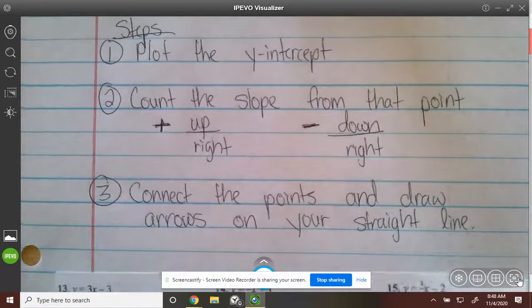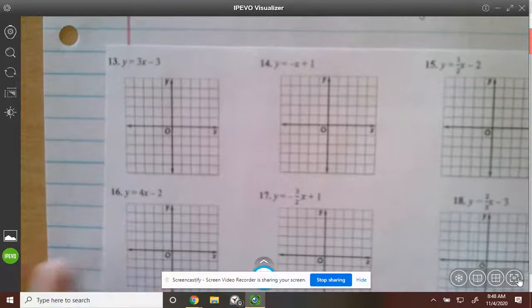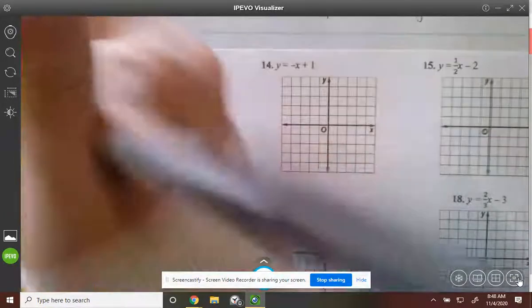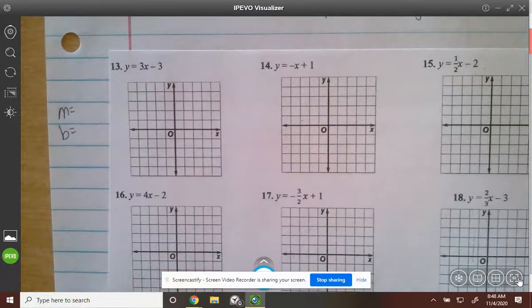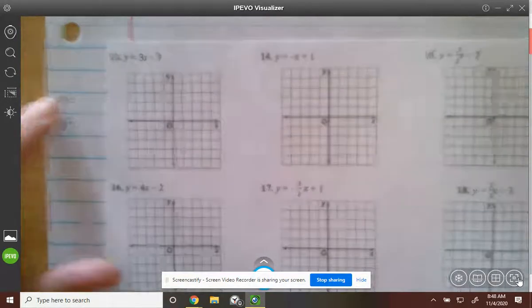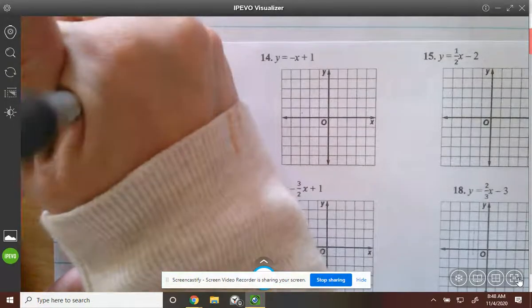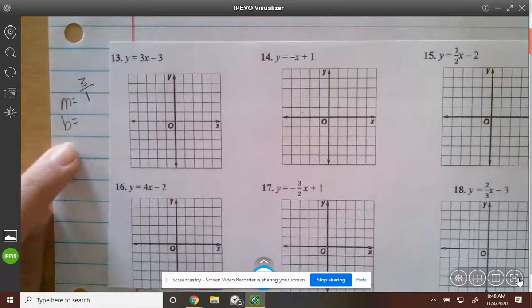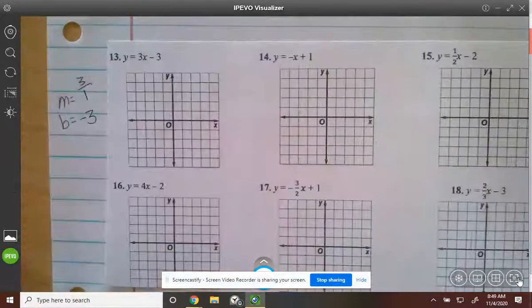Okay, so we're going to practice this. A lot of people have found it super easy if we write out M and B off to the side. You do not have to do this, but I'll do it every time just for those that need it. So what's my slope? My slope is 3. I'm going to write it as a fraction because it'll help us out later. B, I don't have to write as a fraction. B is -3.